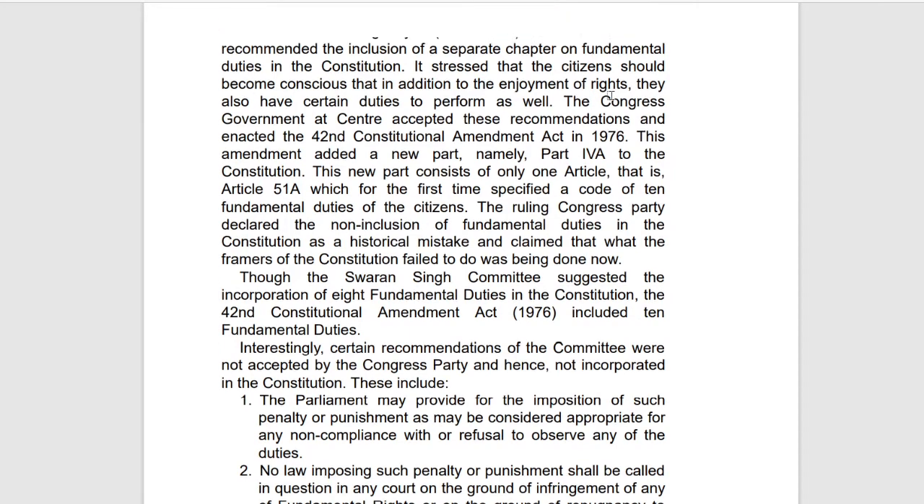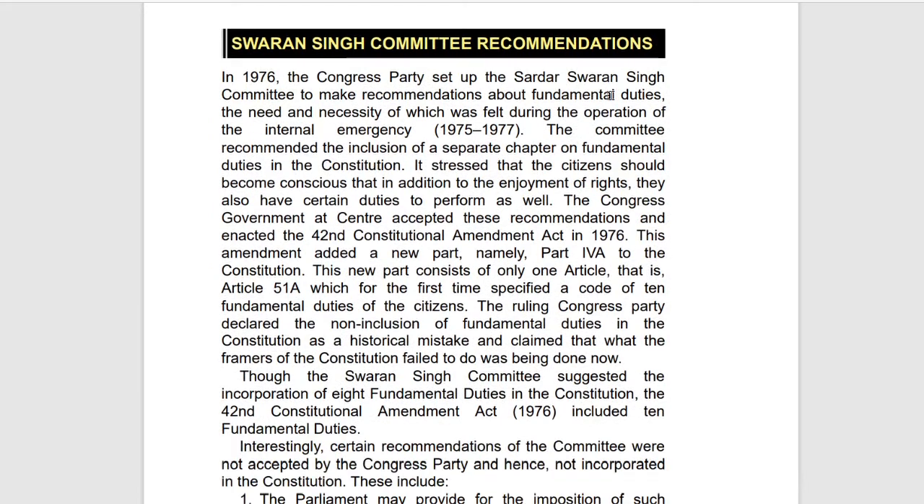Alright, so let us wait here. Now in this entire paragraph, what are those things that you feel are important, or in other words, what are those points that you should keep in your mind so that you can recall the entire paragraph? So that is very obvious. The first thing that I will underline is Swaran Singh Committee. This is the first recommendation.